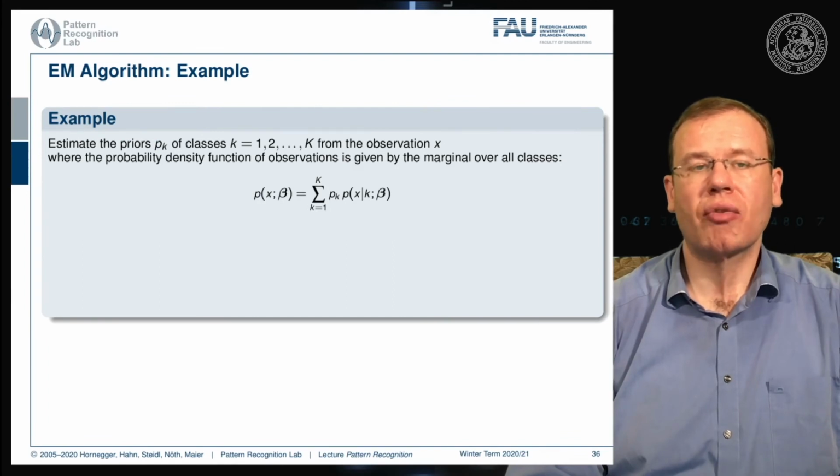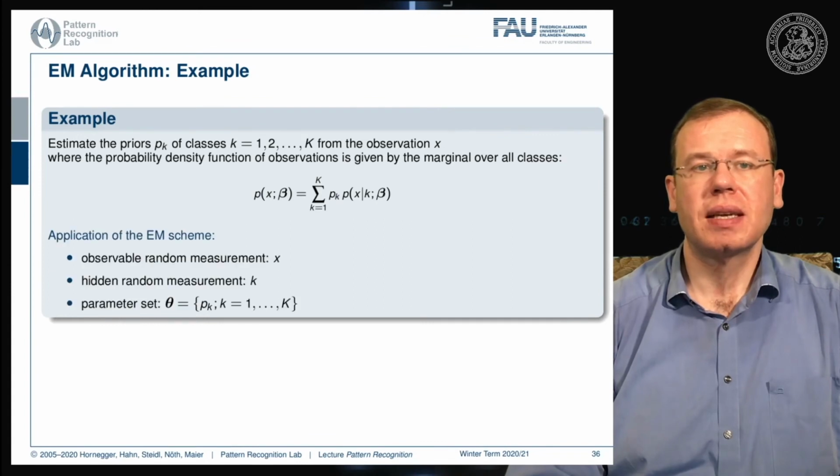The priors p_k of classes 1 to capital K from the observation x can be expressed as a probability density function, and we write this up as the marginal over all the classes. So we see that p of x and theta is given as the sum over the p_k and the probabilities of x given k. Now we can again apply the EM scheme. So we have some observable random measurement x, we have a hidden random measurement k, and a parameter set theta that is consisting essentially of the p_k's where we start from k equals 1 to capital K.